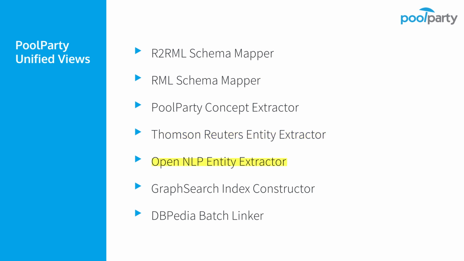Service, the Open NLP Entity Extractor, which recognizes named entities from texts using the Open NLP Name Finder, the Graph Search Index Constructor, which automates the generation of search data for PoolParty Graph Search, and the Dependencies batch linker, which uses machine learning algorithms to help link your own graph to graphs such as Dependencies. We have also replaced relational databases with an RDF database in order to reduce complex dependencies.